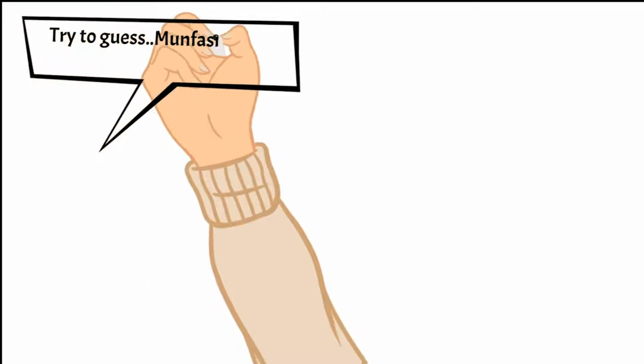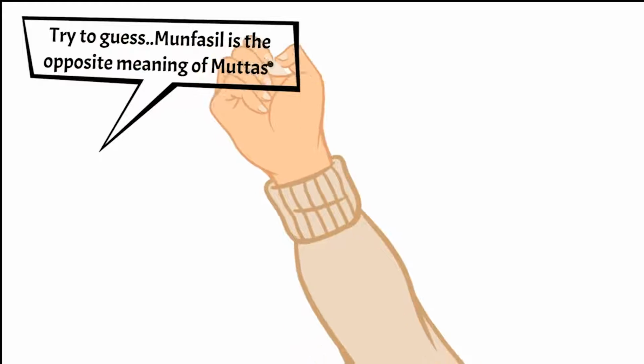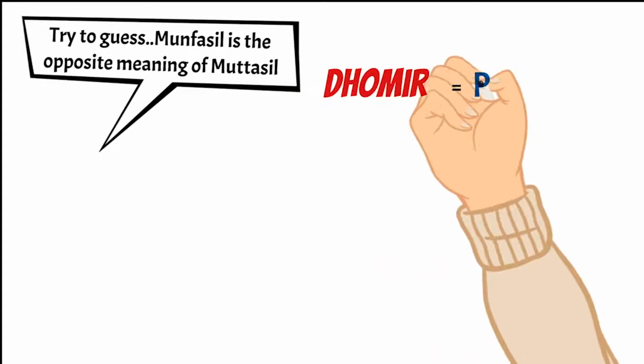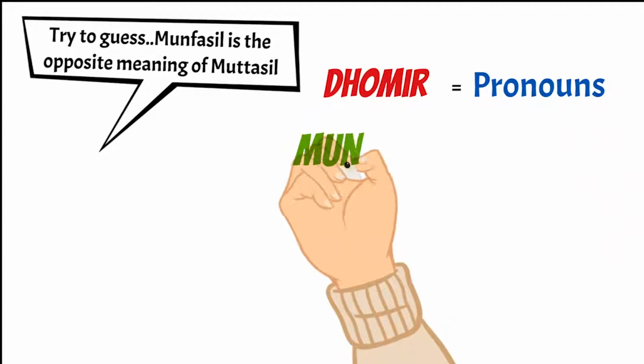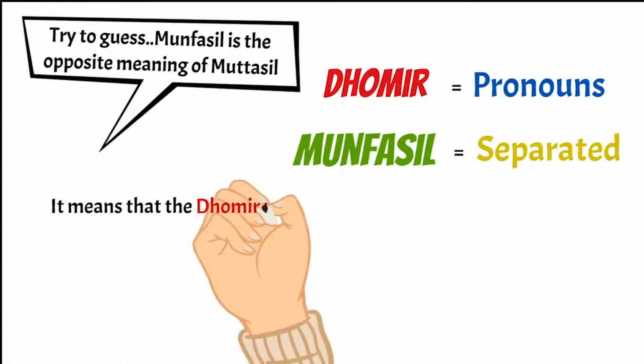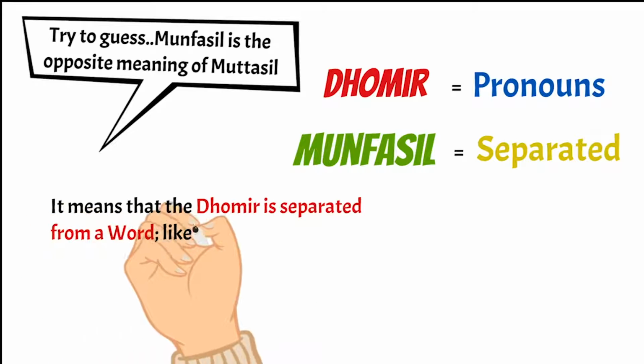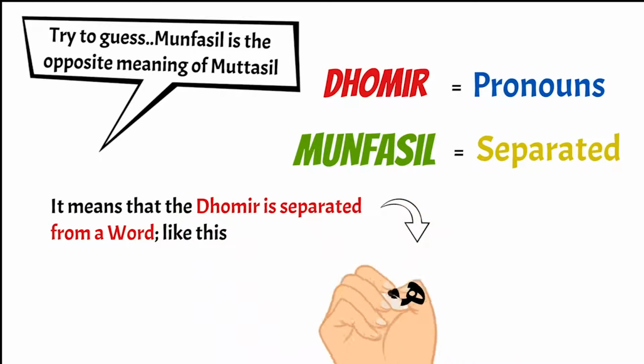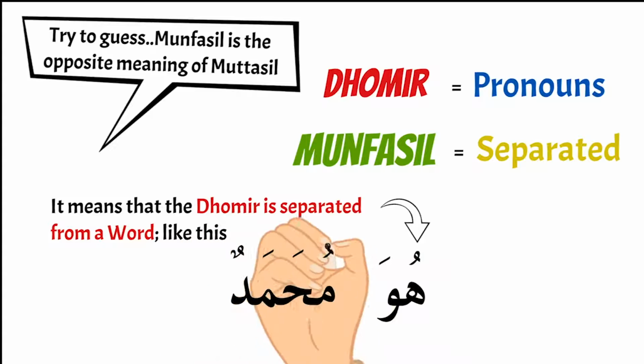Try to guess. Muttasil has an opposite meaning: Munfasil. ضمير means pronouns. منفصل means separated. It means that the Dhomir is separated from a word, like this: هو محمد.